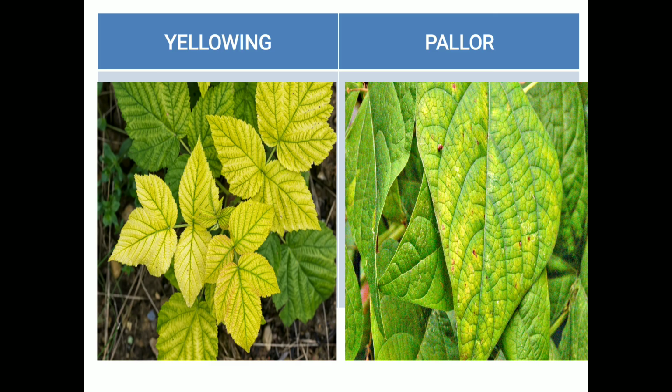Next one is yellowing and pallor. As we know, yellowing is nothing but chlorosis, that is, partial loss of chlorophyll from the leaves, then it is called yellowing, as we shown in the diagram. Next one, the pallor. Pallor means what? There is a partial destruction of chlorophyll in the form of streaks. That means small yellowish streaks are observed due to the loss of chlorophyll. So this is called pallor.